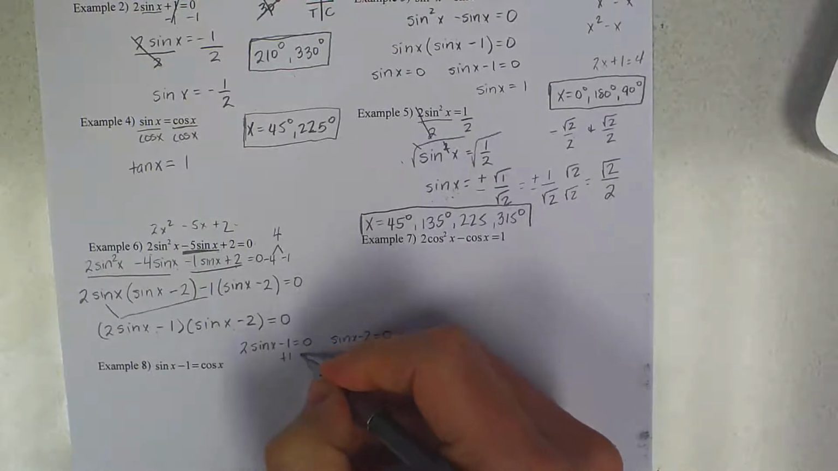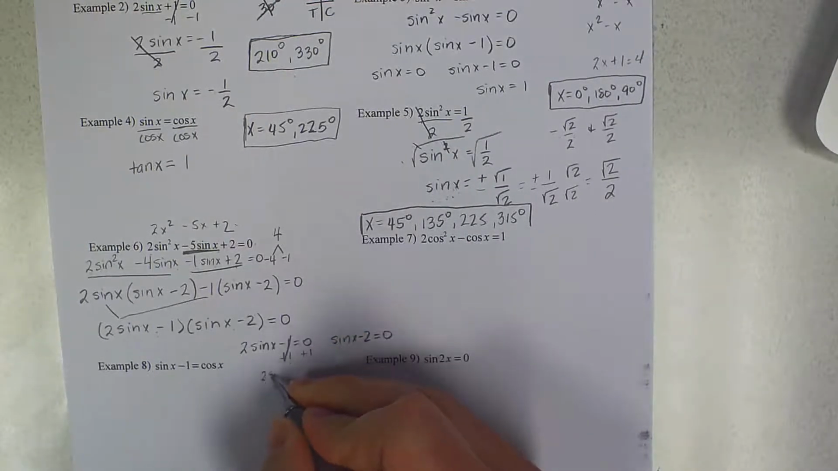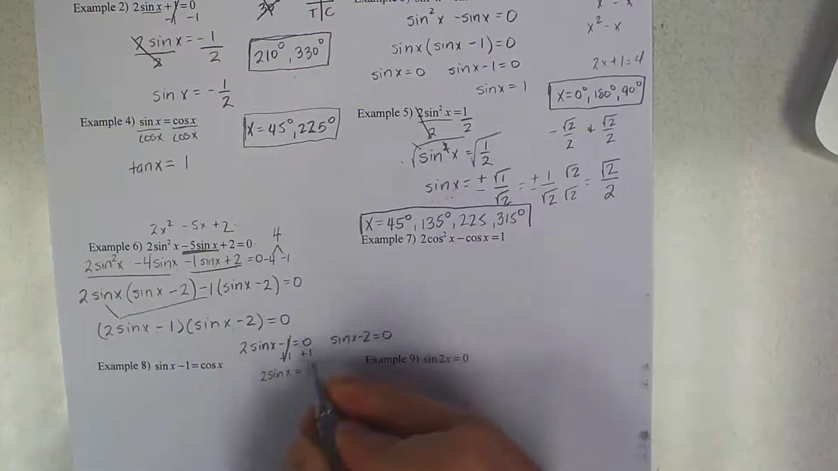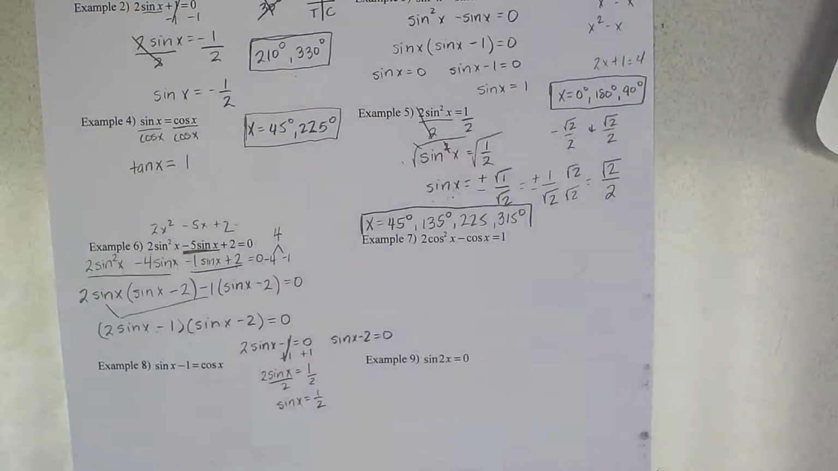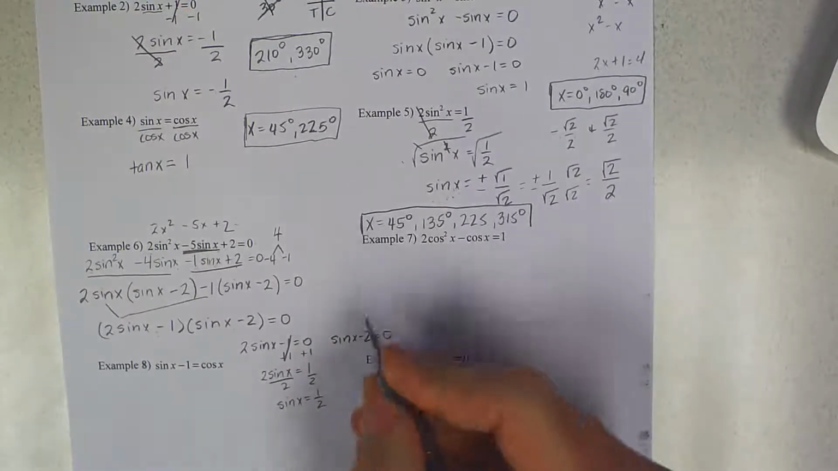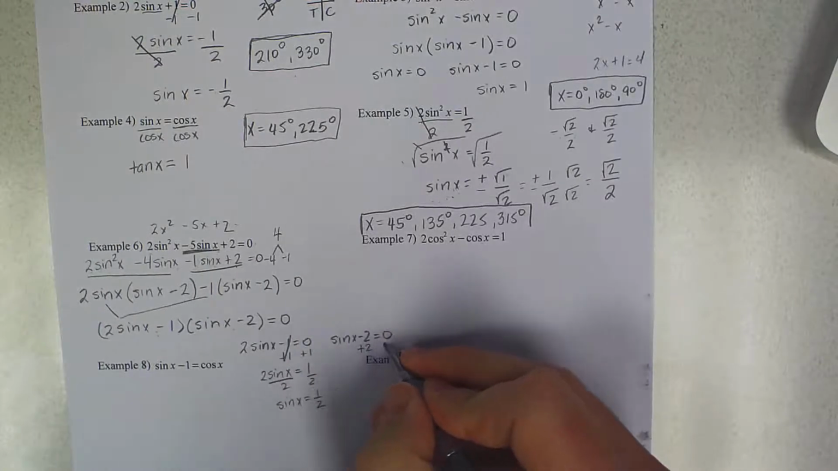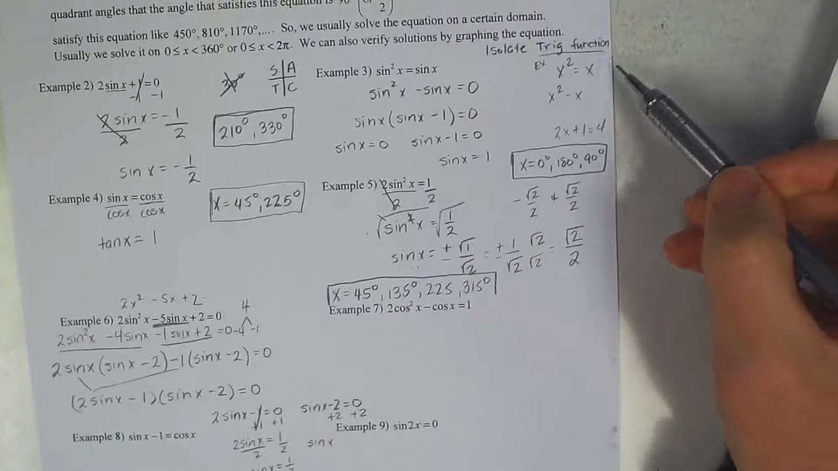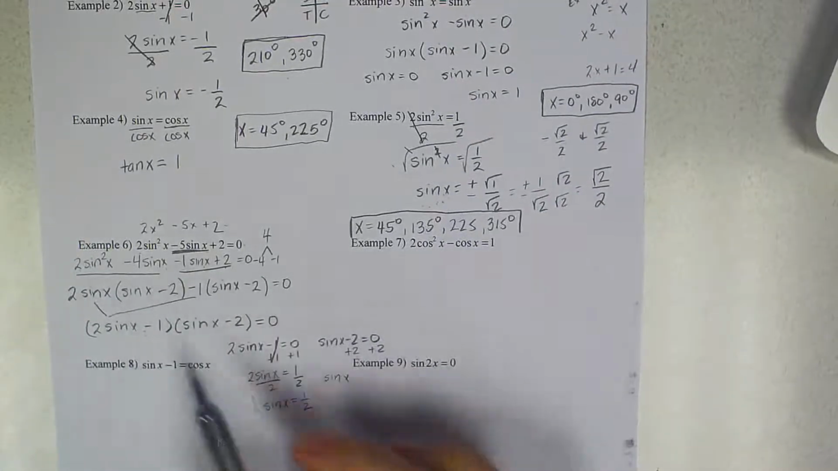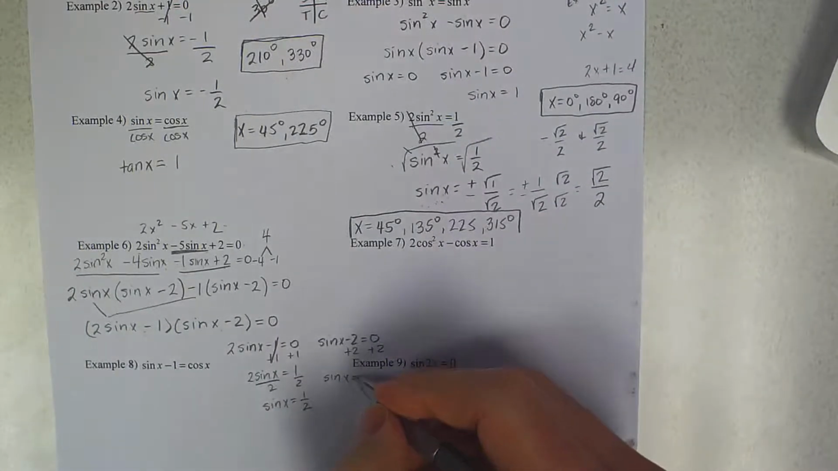So add 1 to both sides. That's 2 sine x equals 1. Divide both sides by 2. Sine x is equal to 1/2. Over here, you would add 2 to both sides in order to isolate sine x. So we're isolating the trig function just like I said up here in the beginning, but we do it after we factor. So sine x is equal to 2.